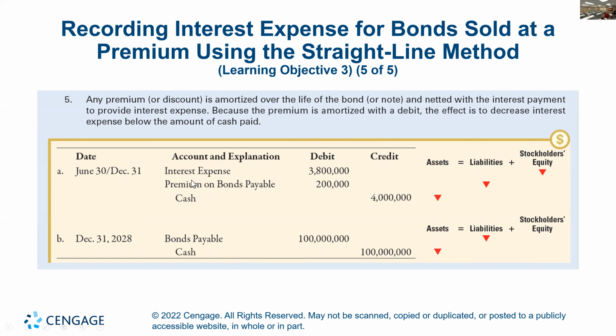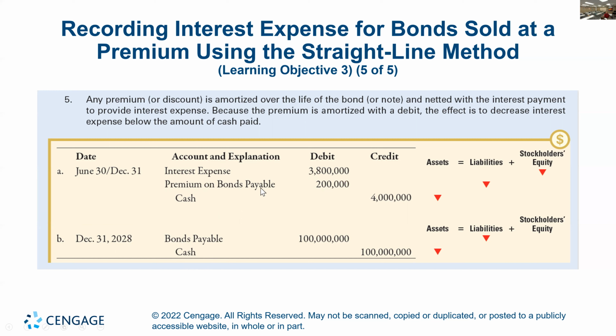As you can see, cash payment, cash going out. We have to pay what we're listing on our bonds. Premium comes off. And as you can see now, our interest expense is lower than the cash. Very important to understand the relationship of interest expense to cash when bonds are issued at a premium or a discount. And then once again, when we get to the end of this period, the bonds mature.